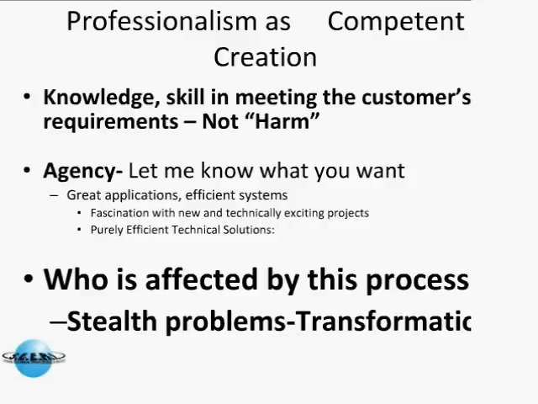In this approach to professionalism, harm is reduced to failure of safety-critical systems, physical harm, or if it's not physical harm, then it's failure to do what the customer wants. That's what harm means. The simplest and most dangerous version of this approach to professionalism is called the agency model of professionalism. Do what the customer wants.